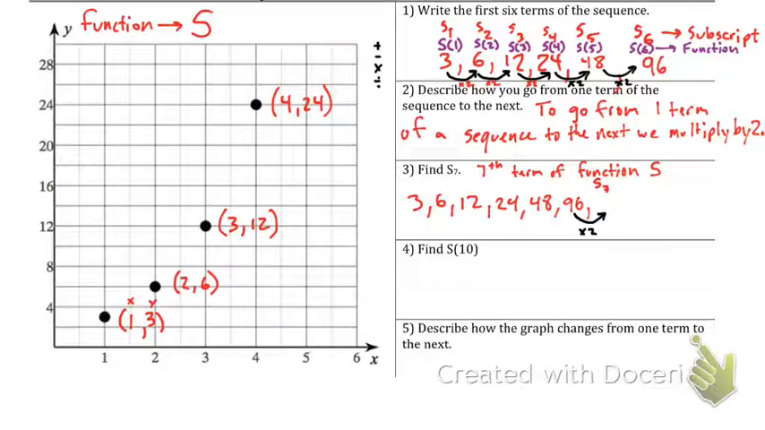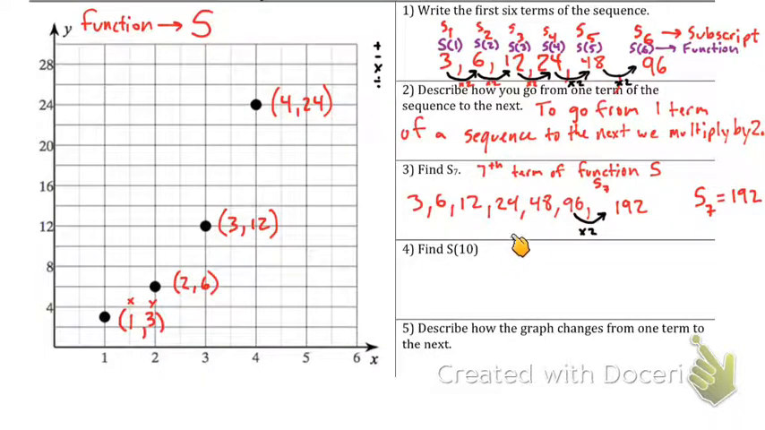Okay, if you do this correctly with your calculator, 96 times 2 is 192. So the correct way to write this is S subscript 7 is equal to 192. That's the 7th term in our sequence. All right. Hopefully we're following along and we're pretty comfortable with this.